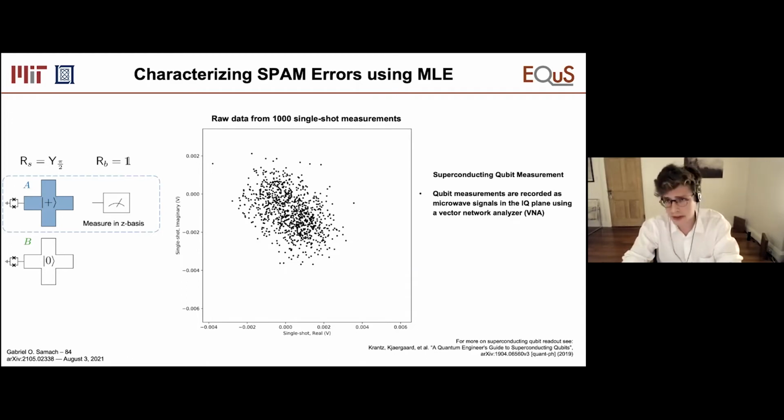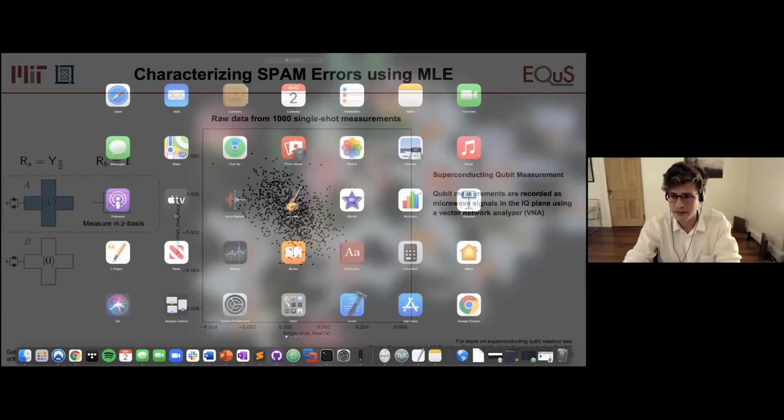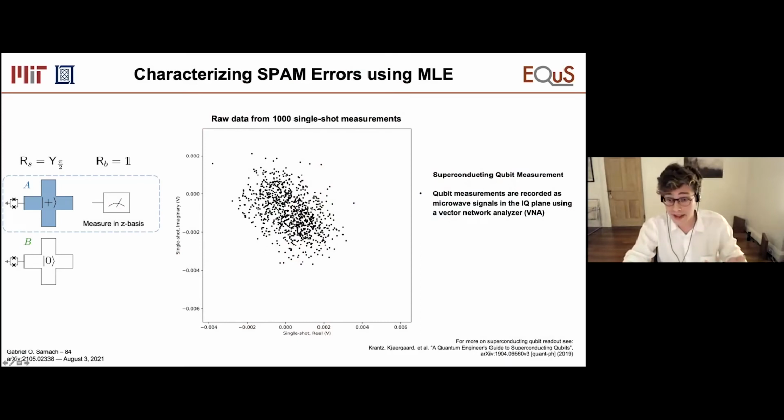I'm not going to go into any detail at all about superconducting qubit measurement. I'll happily point you to this excellent guide that some colleagues wrote recently, which goes really into the physics of superconducting qubit measurement. But I will say that superconducting qubit measurement in principle is just recording microwave signals in the IQ plane using a vector network analyzer and then plotting the real and imaginary parts of the signal you get.